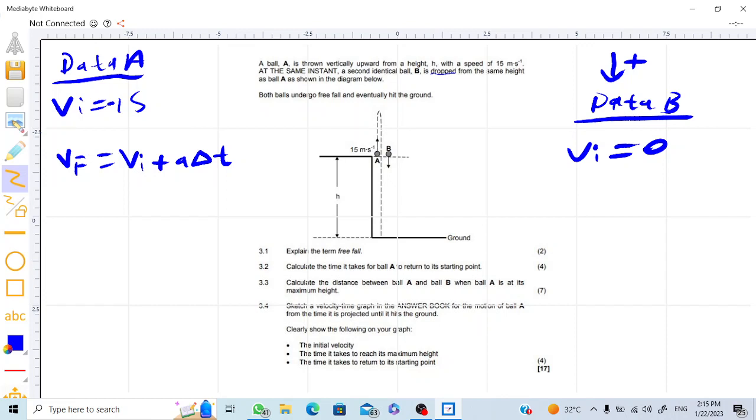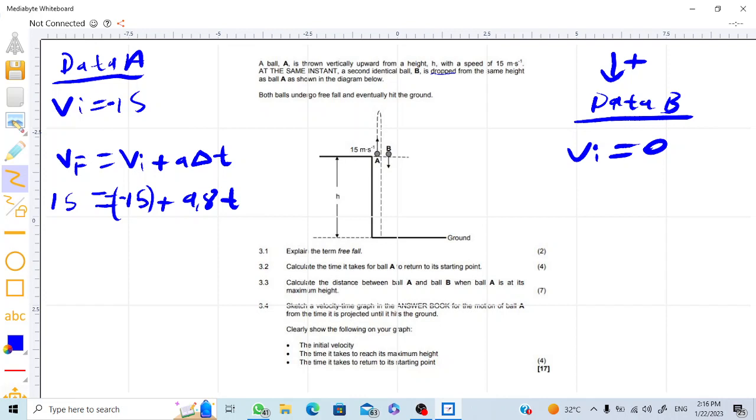Now, what is the V final? V final for ball A is 15. V initial is equal to negative 15. Okay, there's an equal sign here. It's not negative negative, it's just negative 15 plus 9.8 multiplied by time, what we are looking for.